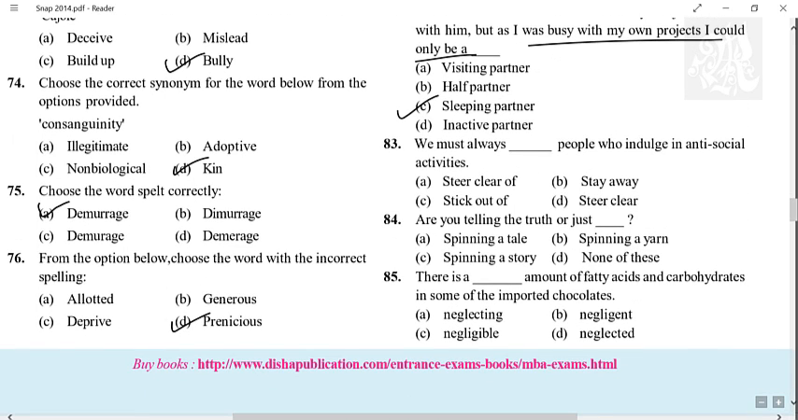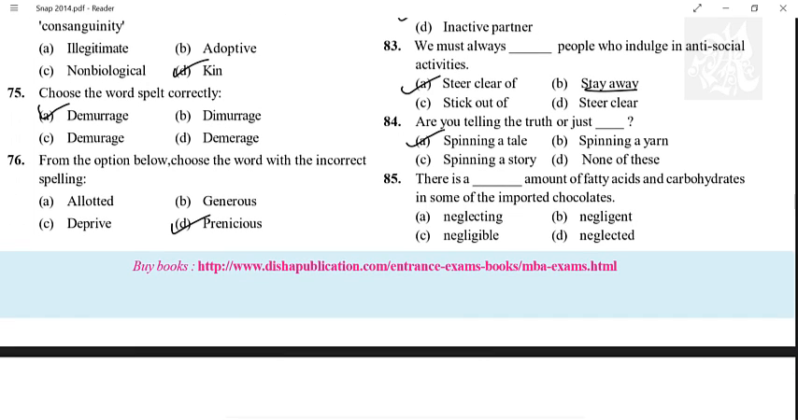"We must always blank of people who indulge in social activities." Steer clear of, or stay away from. Steer clear, because stay away will have a "from". Okay, are you telling the truth or just spinning a yarn or spinning a tail? Spinning a tail. So you don't spin a yarn, because spinning a tail basically means kind of lying, or just like you bluffing around.